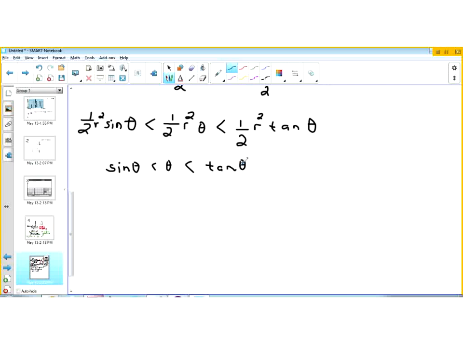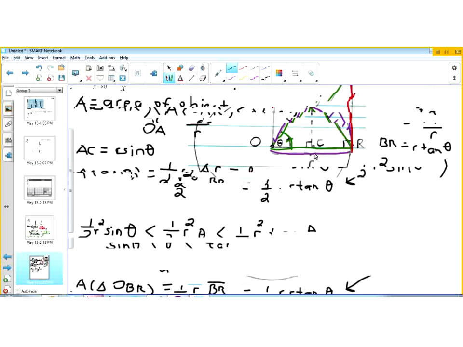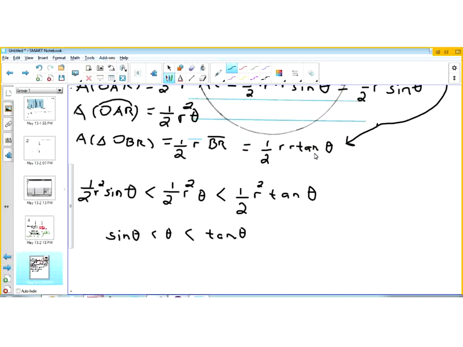Okay, so we have this. And all three quantities in this inequality are, of course, greater than 0. Why is that? Because we're dealing with quadrant 1 values. Tan theta is greater than 0 in quadrant 1, sine theta is greater than 0 in quadrant 1, and theta, of course, is greater than 0 in quadrant 1. So all three quantities are positive. That will have ramifications as we seek to evaluate our limit.